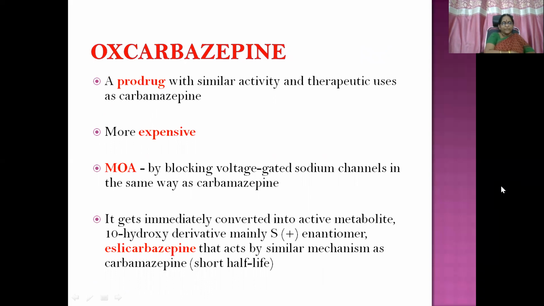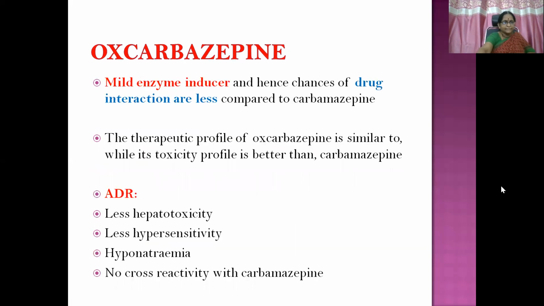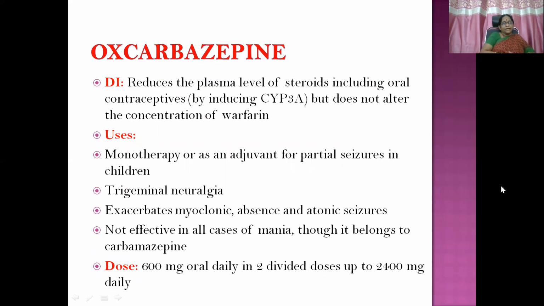Oxcarbazepine is a prodrug with similar activity and therapeutic uses as carbamazepine, but more expensive. Blockade of voltage-gated sodium channels is the main mechanism of action. It gets converted into a metabolite which acts by a similar mechanism to that of carbamazepine. Mild enzyme inducer, so drug interactions are fewer. Therapeutic profile is similar to that of carbamazepine, but toxic profile is better: less hepatotoxicity, less hypersensitivity, hyponatremia, no cross-reactivity with carbamazepine. Drug interactions: reduces the plasma levels of steroids, including oral contraceptives.